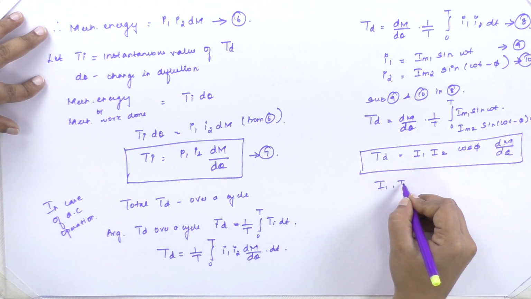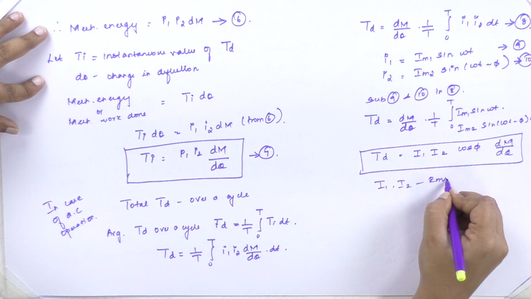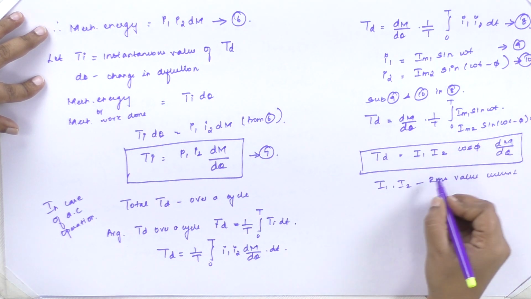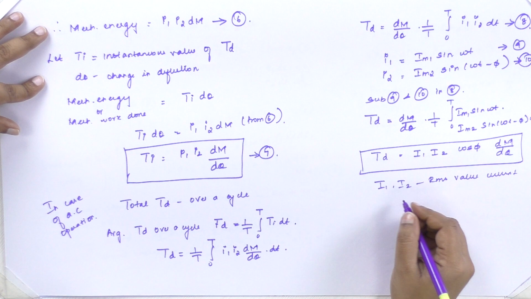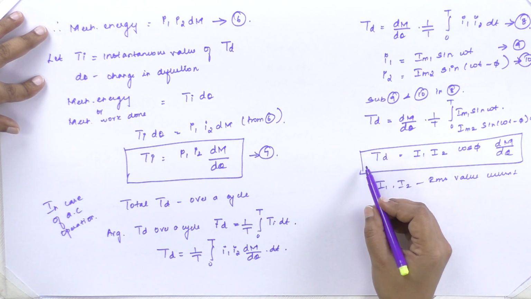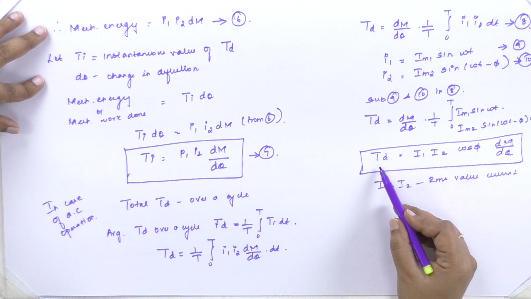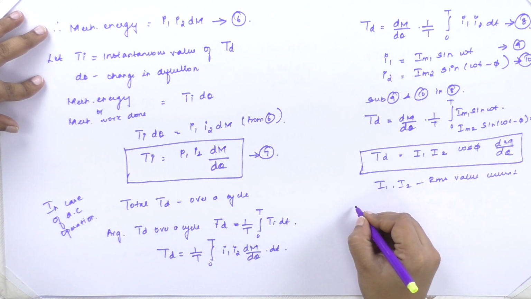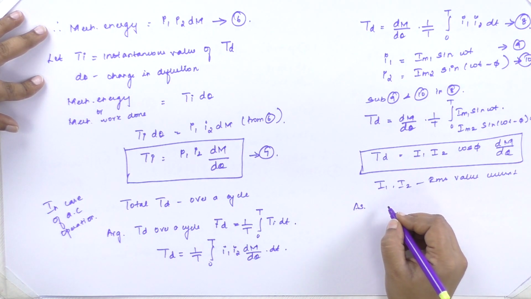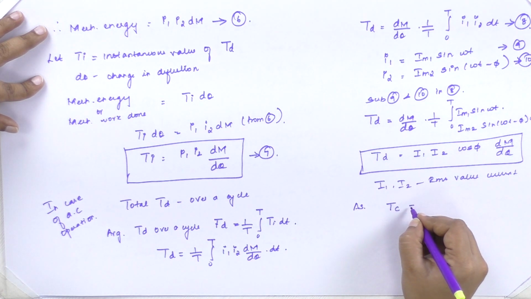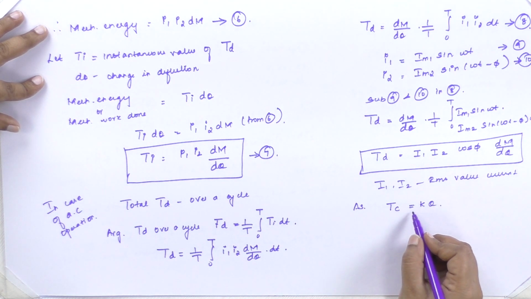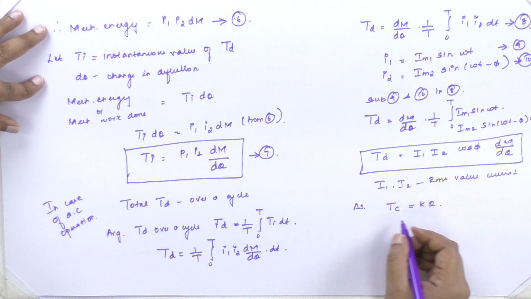Here I1 and I2 are the RMS values of current in the fixed coil and moving coil. So now we have derived the equation for deflecting torque in a wattmeter. We know that the controlling torque Tc is produced with the help of the spring, which is directly proportional to the deflection of the pointer. So Tc will be equal to K into theta.